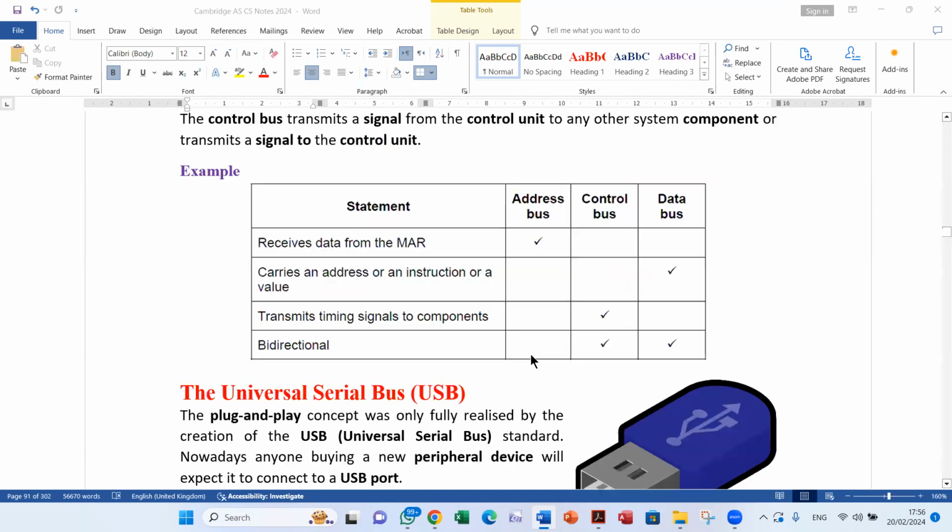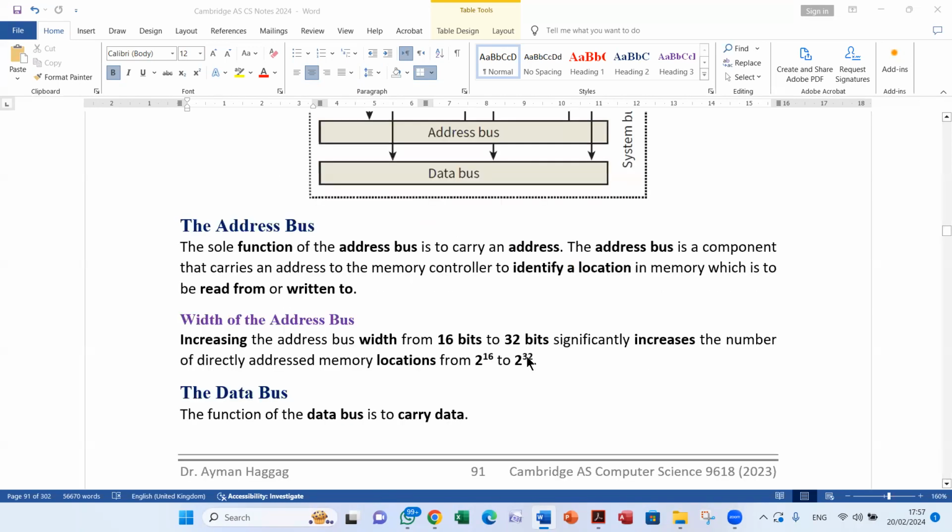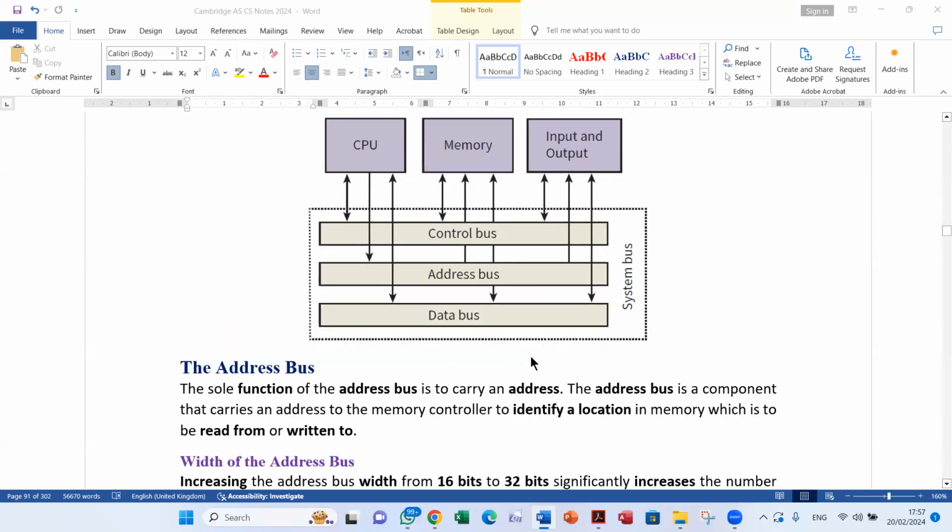Buses, we have 3 buses: address bus, data bus, control bus. The sole function of the address bus is to carry an address. The address bus is a component that carries an address to the memory controller to identify a location in memory which is to be read from or written to. So the function of the address bus is to carry an address.